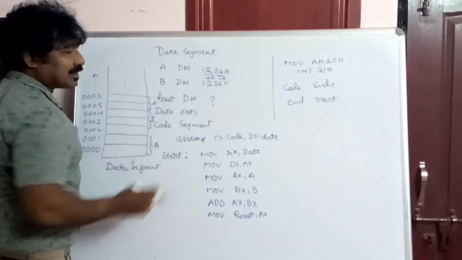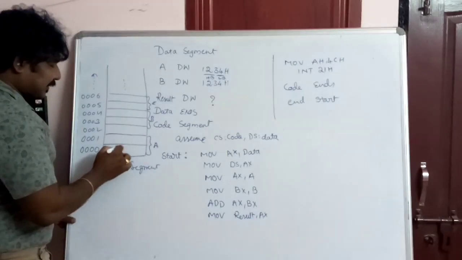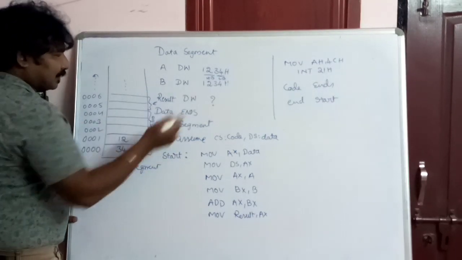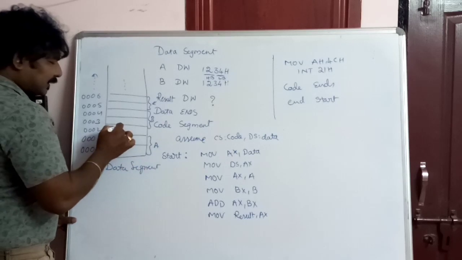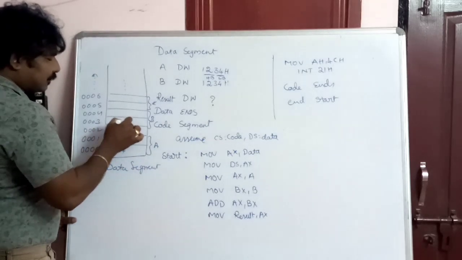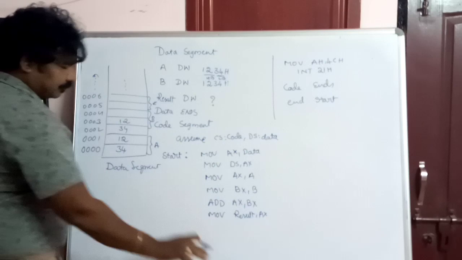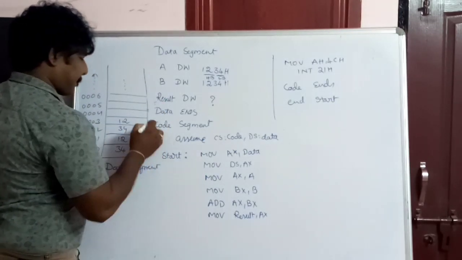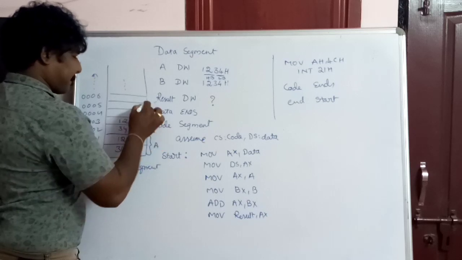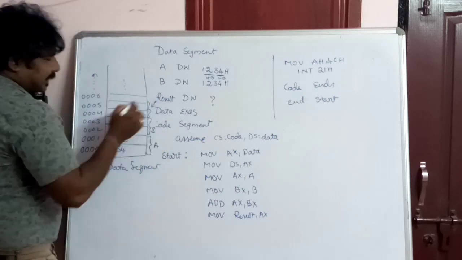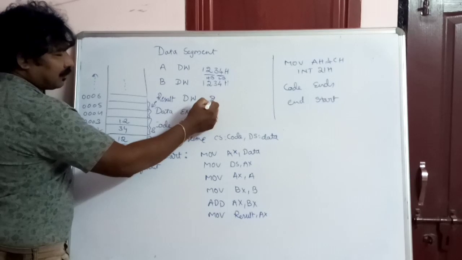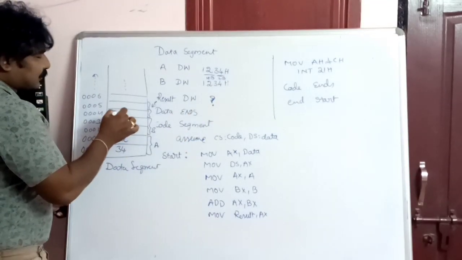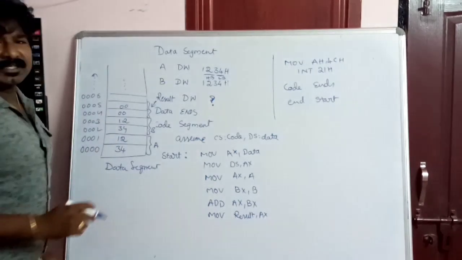That means 34, the lower byte, will be stored here, and the higher byte 12 will be stored here. Similarly, for B also, 34 will be stored here and 12 will be stored here. And for the result, initially we don't know the value, so we put a question mark. It will assign zeros here, so the result will be zeros.